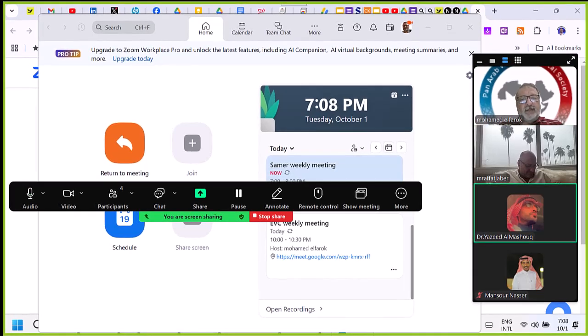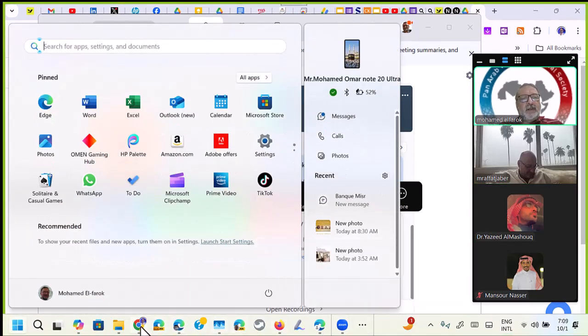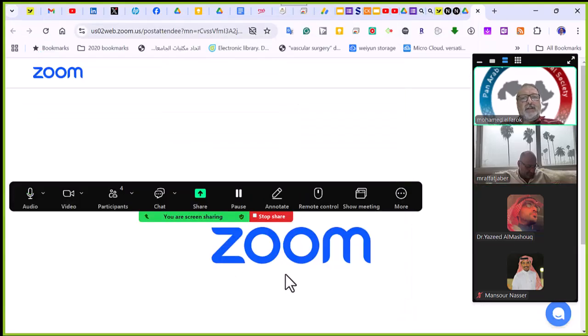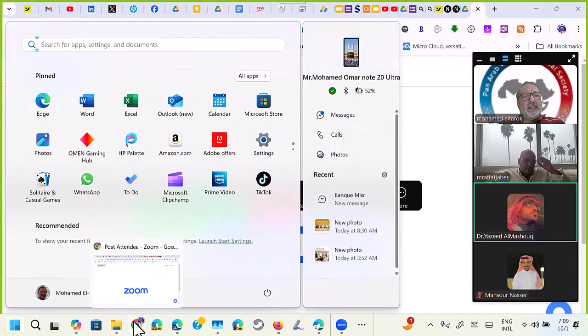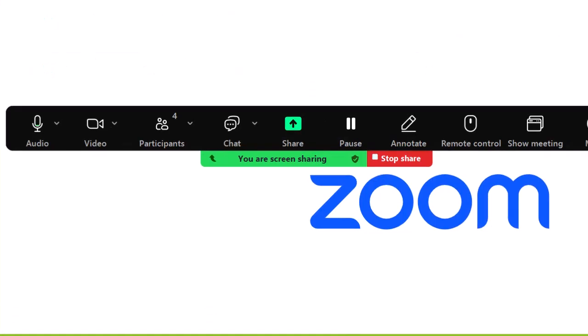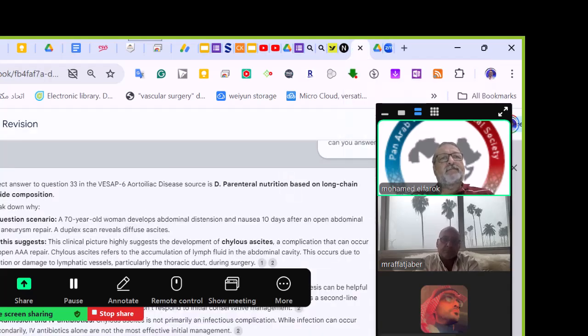Okay. I will show you something which I hope will be of benefit. Okay. You can see my screen? Yes. Okay. So here is a tool developed by Google called Google Notebook.